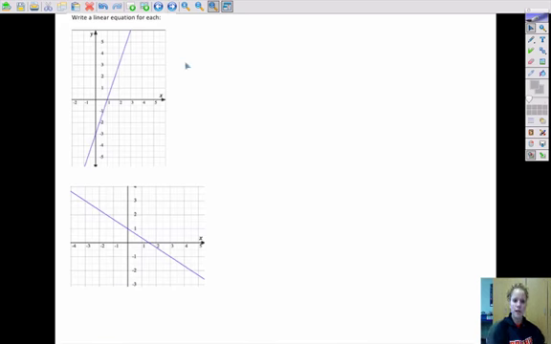All right, writing linear equations from graphs. When we're writing linear equations, again, we'll review y equals mx plus b. We need m and we need b. M is going to be our rise over run. So if we find nice points here, m is going to be the difference between them. What do we rise? What do we run?